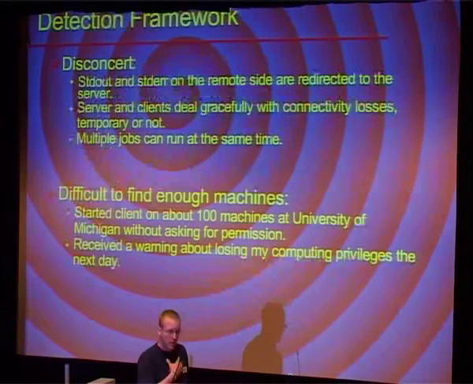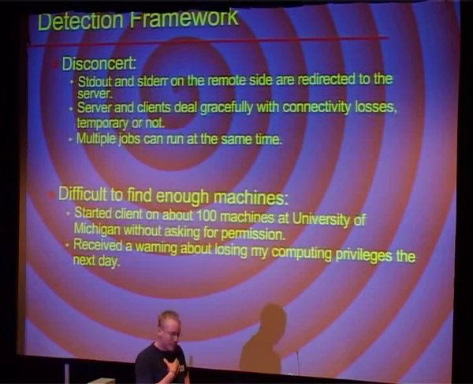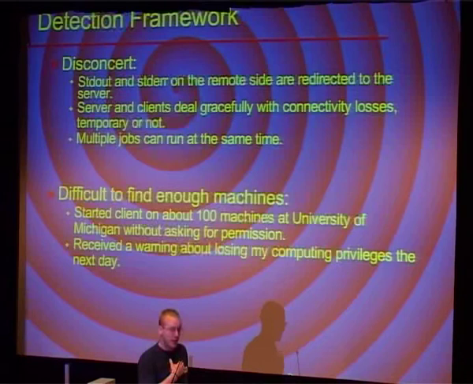In order to get feedback from the client side, I send errors and redirect them to the server. And both server and clients can deal gracefully with connectivity losses, maybe temporary ones. If they are temporary, the client will just reclaim the job when it reappears. If they are permanent, the server will just restore the job. And most of the jobs can run this way.